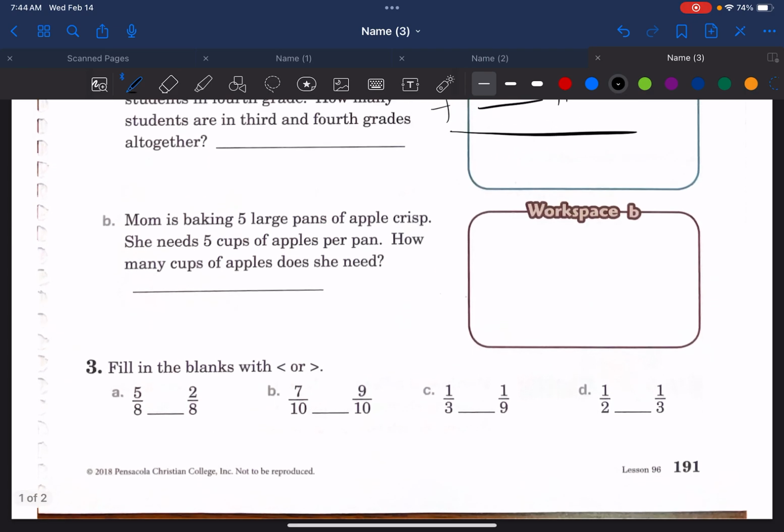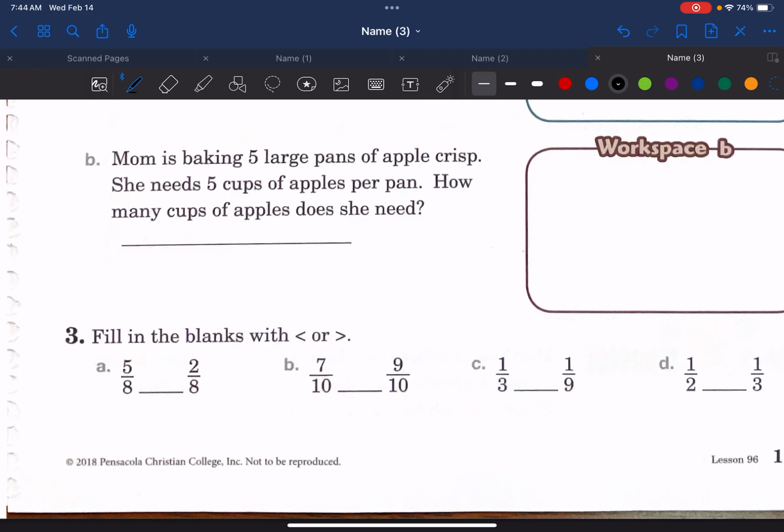Okay. Number 3, fill in the blanks with less than or greater than. So first, we have to look at which is the same, the numerator or the denominator. Since this one, the denominator is, and so is the next one, then it means that we know that the pizza is already cut into 8. So if the pieces are pre-cut, would you want 5 slices or 2 slices? Which one's going to give you more? 5 slices would give you more.